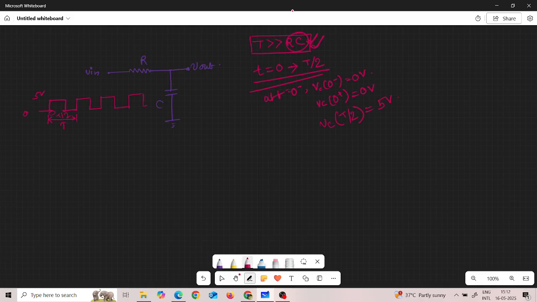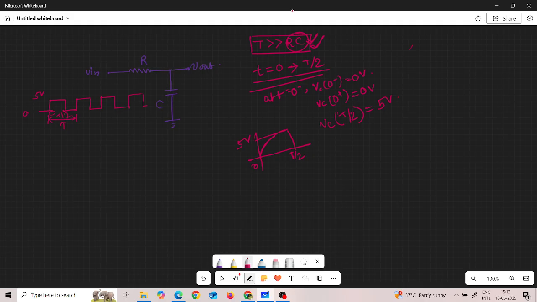So for 0 to T by 2 the output actually looks like this. The capacitor charges. Suppose here is the input for 0 to T by 2, and this is my output. The capacitor is fully charged, so it reached 5 volt within T by 2 time. Now at T by 2, what happened? At T by 2 plus, the input voltage becomes 0.